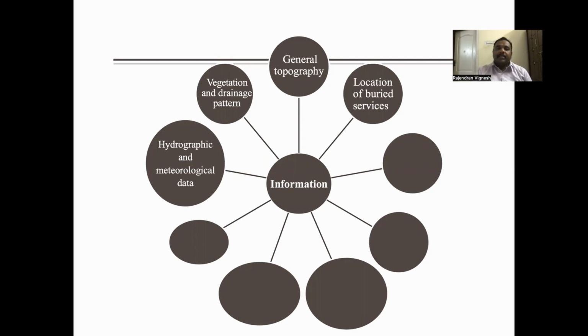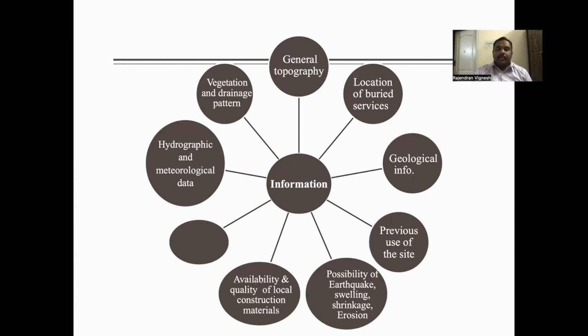And location of buried surfaces: if there are any existing structures, earlier it was there, it will tell about the buried services. Geological info is telling about the rocks and minerals available in that particular site. Previous use of the site: any earlier structures or any historical places available in that particular location, that also can be identified through the reconnaissance survey. And through some different data available at that particular location, possibility of earthquake, any possibility of swelling, shrinkage, erosion, those type of properties also we can identify through soil exploration.